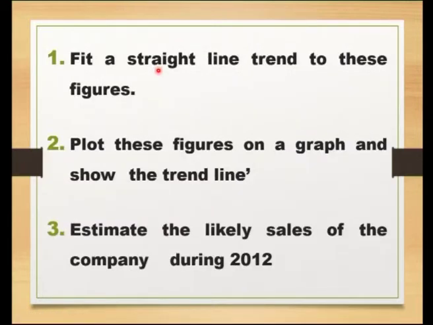The question is: fit a straight line trend to these figures. Plot these figures on a graph and show the trend line. Estimate the likely sales of the company during the year 2012, because the values are given up to 2010 only, and we can predict the future based on the trend values. That is, we have to estimate the y value, the likely sales of the company during the year 2012, which is the future year for the given data.